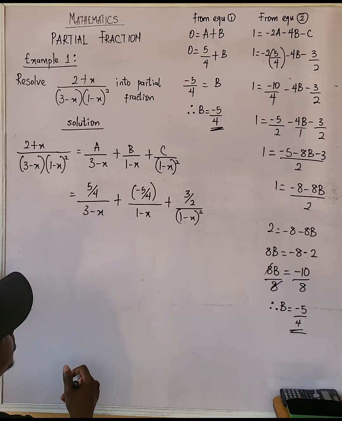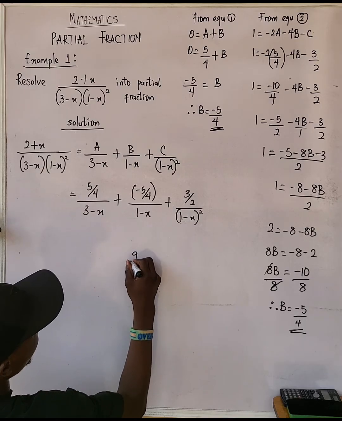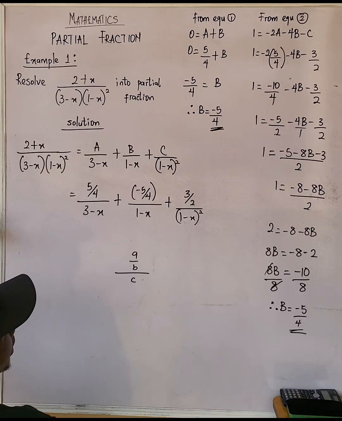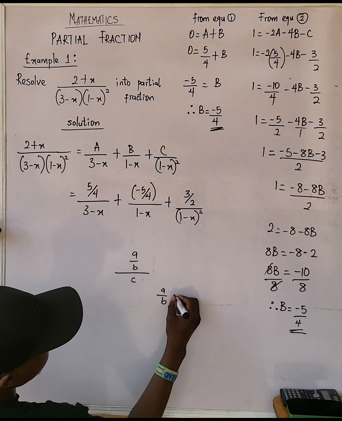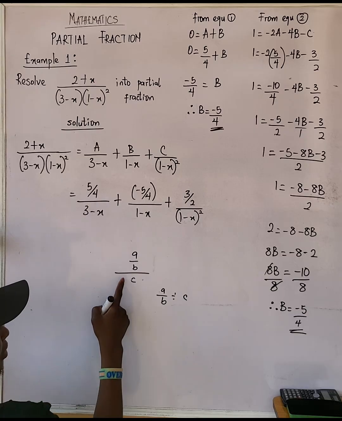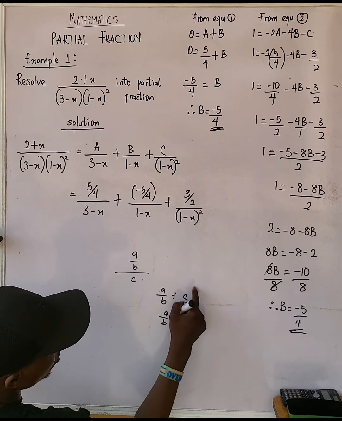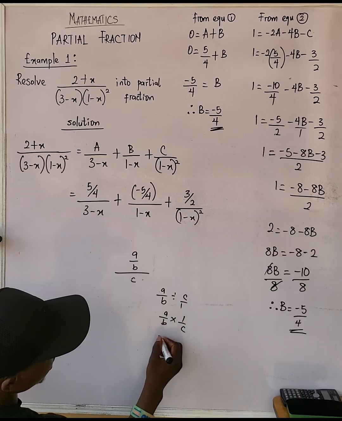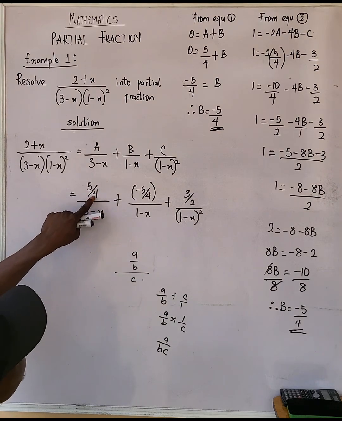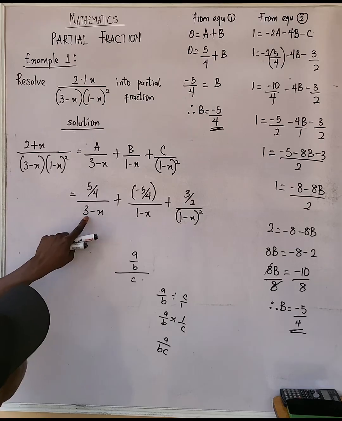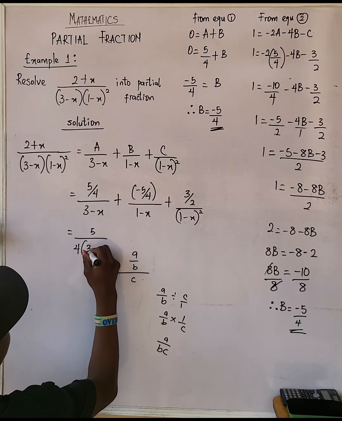If you look at it very well, let me just give you an illustration. Let's say we have a over b, then all over c, right? A over b, then all over c. It's the same thing as saying a over b divided by c. When you change it to multiplication, what goes? This comes down. That's 1 over c. That will give us a over bc, right? So don't forget, this one that is on top, let's say this is a, this is b, this is c. So meaning that this whole thing, I can write it as 5 over 4 into bracket 3 minus x.